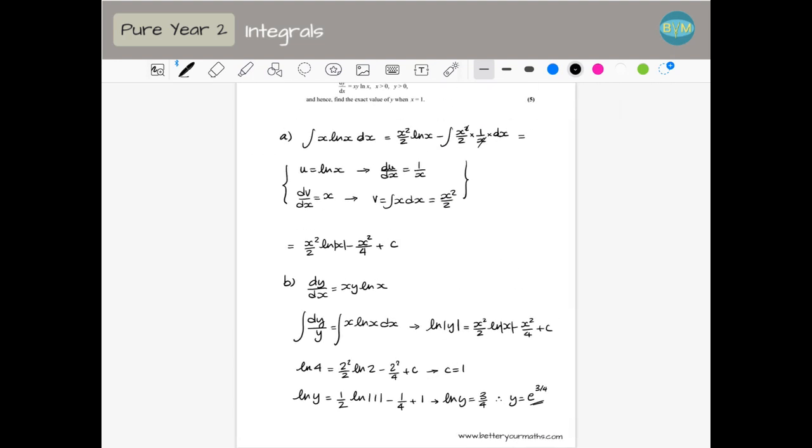And they say exact value, so don't evaluate with the calculator. That's it.